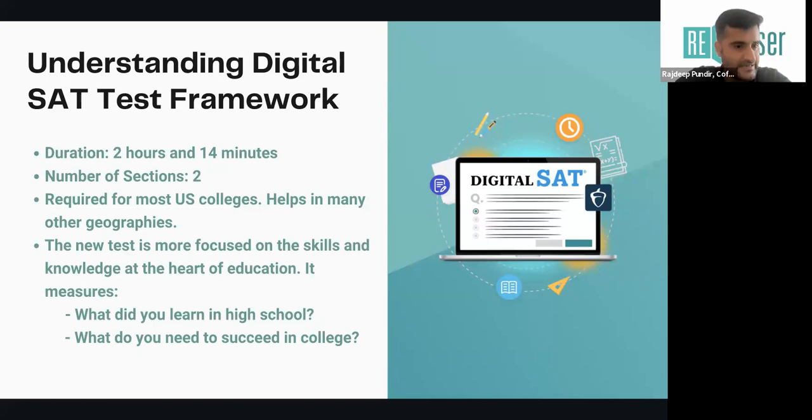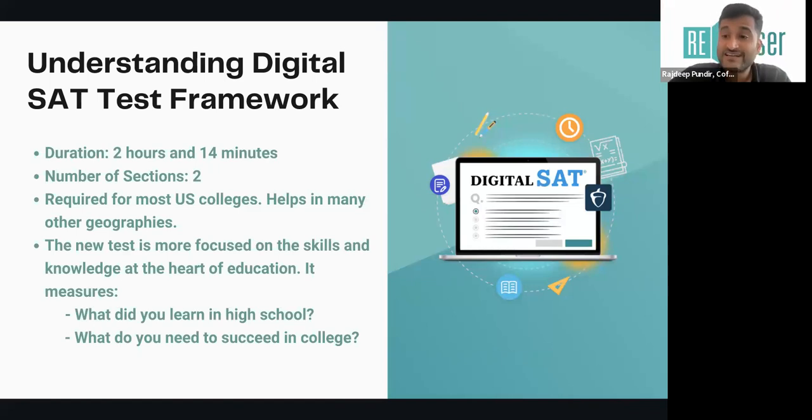Now, this is an important line. It says it's required for most US colleges, right? Why do I say most? Because whenever you try and get into the application or the university website, you will realize there are largely 3 kinds of colleges. There is the first term, which is called test mandatory. That means you have to do the SAT exam and then submit the score. So that is test mandatory.